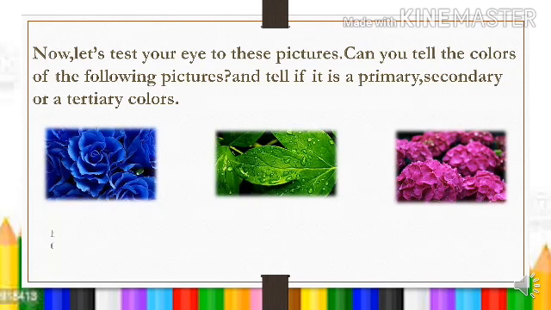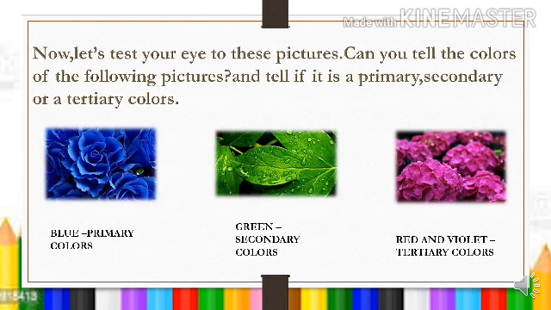If your answer is color blue, you are correct. It is a primary color because it is blue. The second one is green. It is a secondary color because it is green. The third one is green and violet because the two are mixed together. It is a tertiary color.